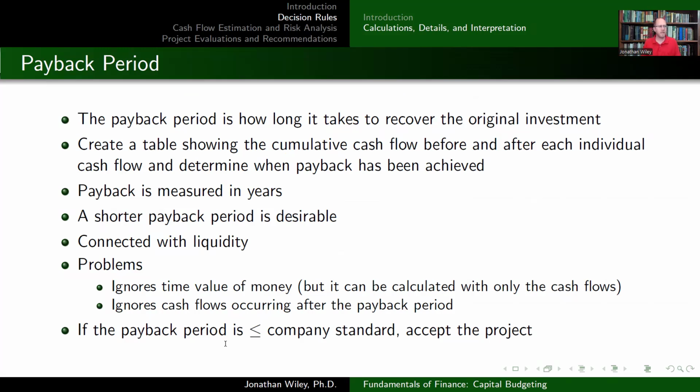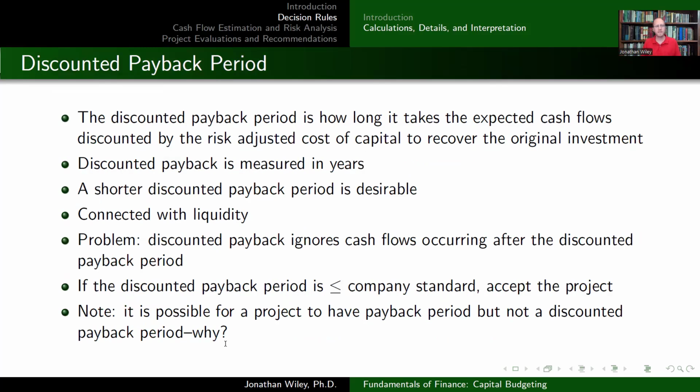Now, as I've noted, one of the big criticisms we have with payback is that I've completely ignored time value of money. I treated a dollar at time zero the same as a dollar in year one, the same as a dollar in year five. I treated all the dollars the same, completely ignoring time value of money. That wasn't good. So to address that, we have discounted payback.